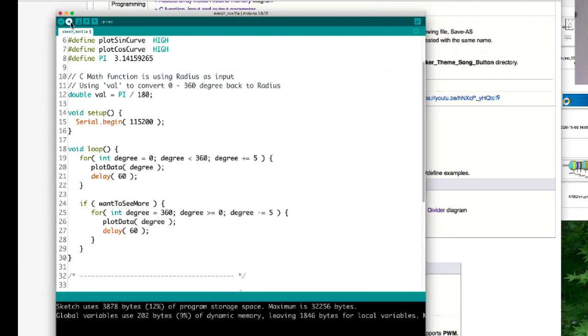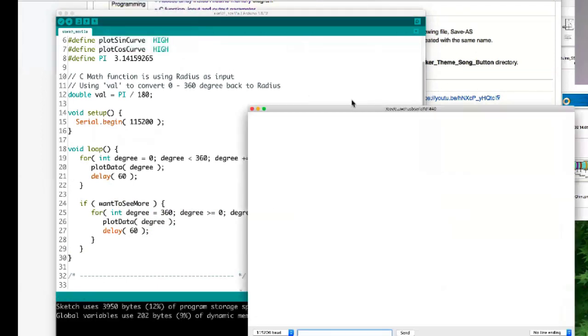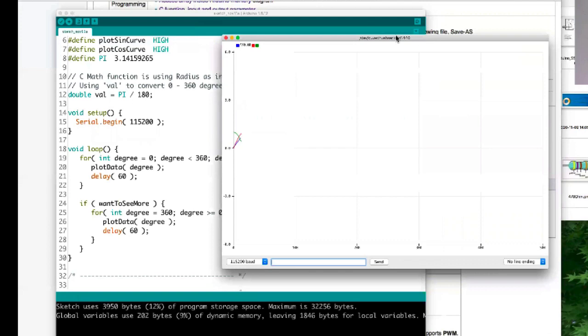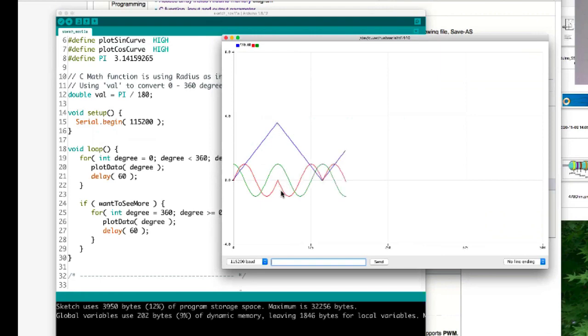So let me compile and do it again. You will find the math is very interesting. Basically, it's just like before. Now, you see when it goes down from 360 down to 0, the sine curve is going this way. And then the cosine, the cosine wave. I think the cosine is not doing anything. Waveform.